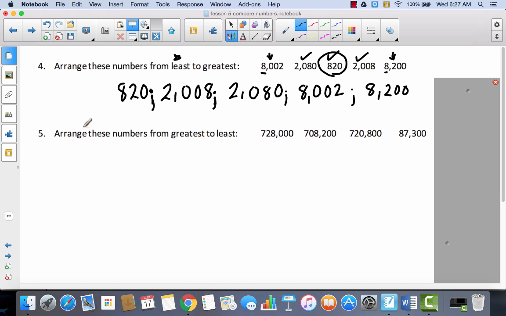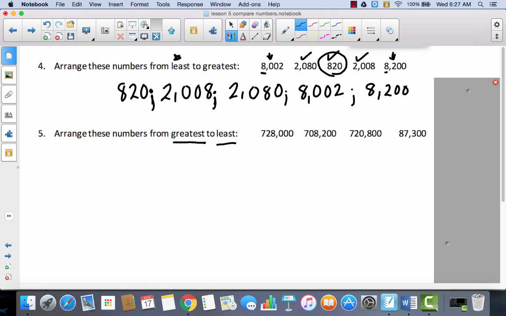Okay? So I want you to try to do number 5 by yourself, but I want you to be very careful and notice that it says arrange these numbers from greatest to least. So this time we're starting with the biggest number. So pause the video and do as much as you can. If you get stuck, you can always press play.